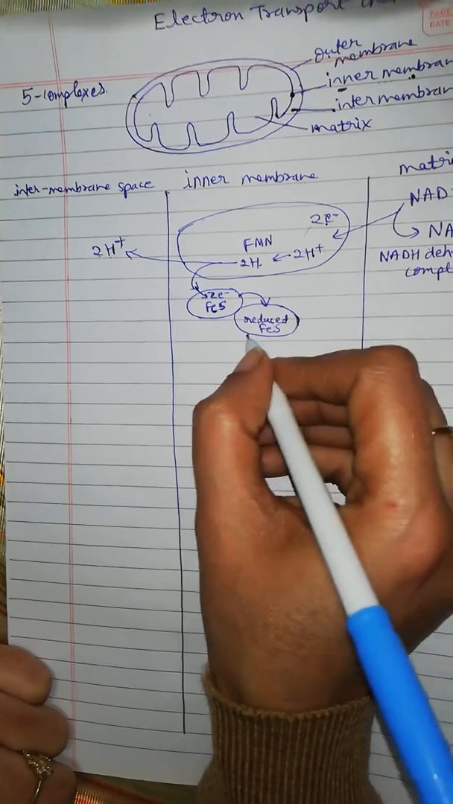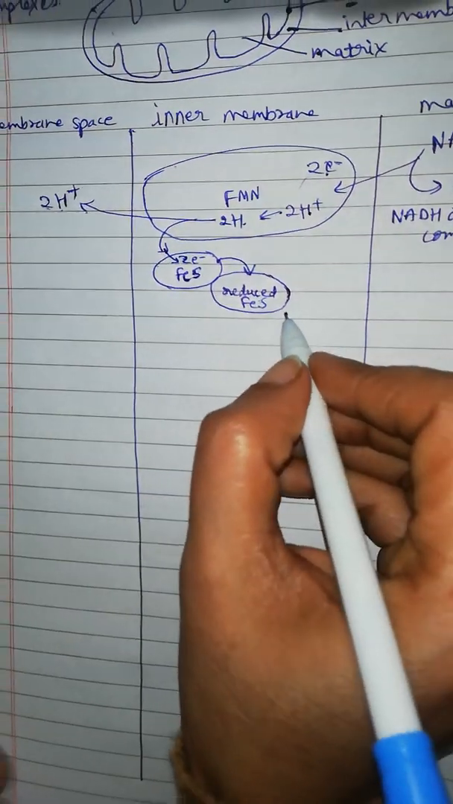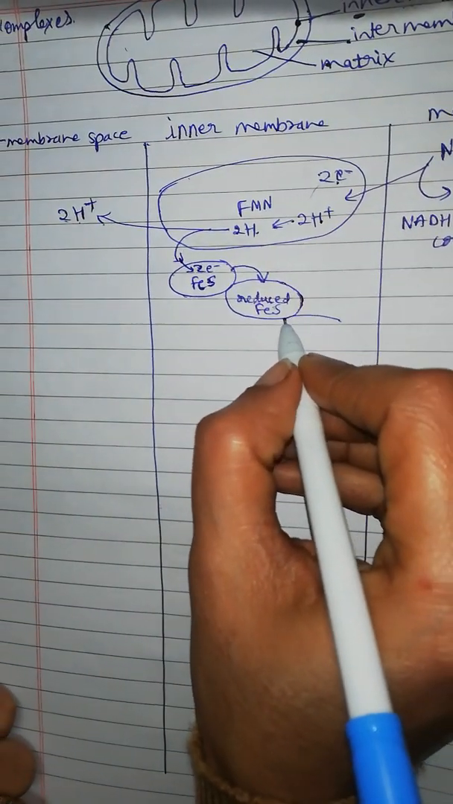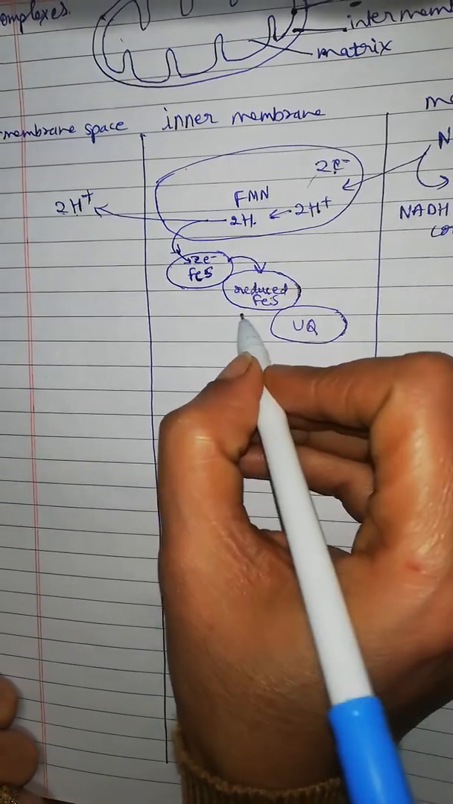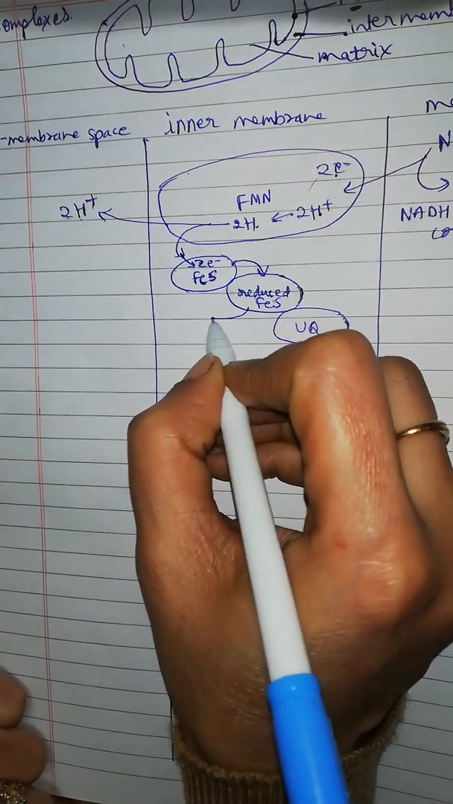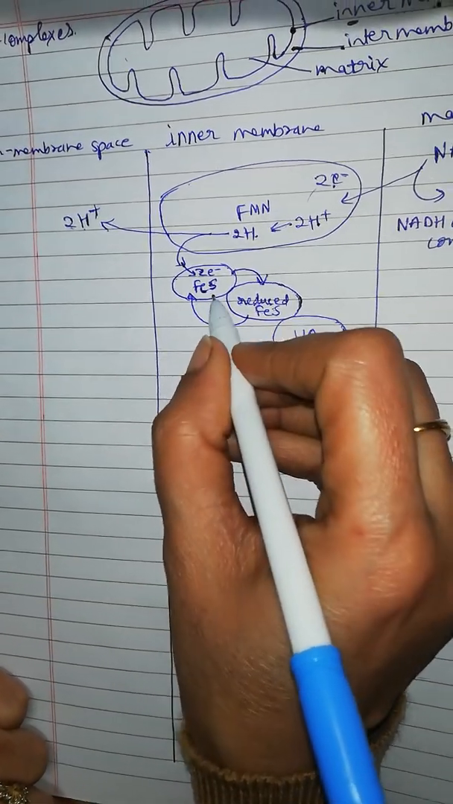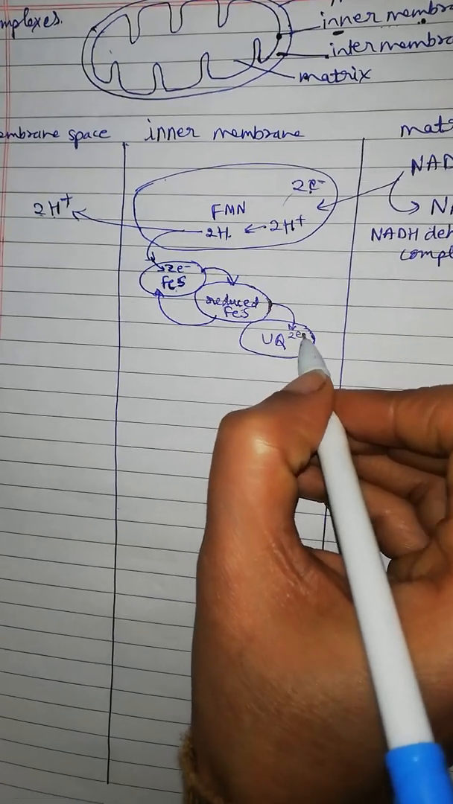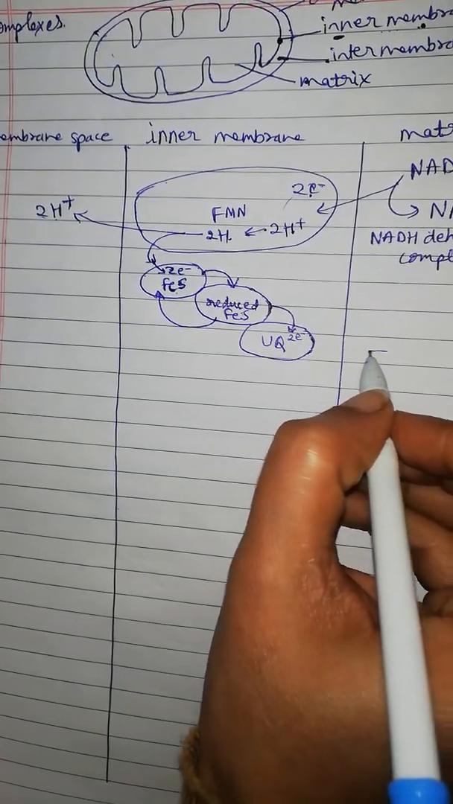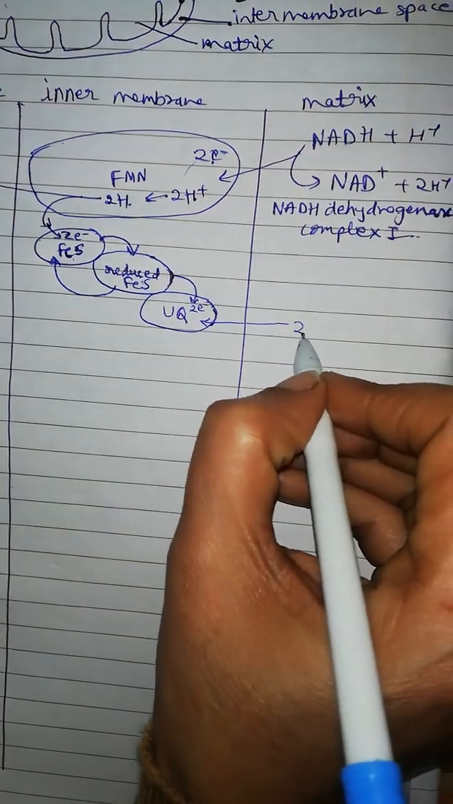And now what happens? This reduced FeS gives electrons to ubiquinone. In this process, it gets reoxidized to form FeS, and electrons are given to ubiquinone. This ubiquinone picks up 2 hydrogen ions from the matrix.